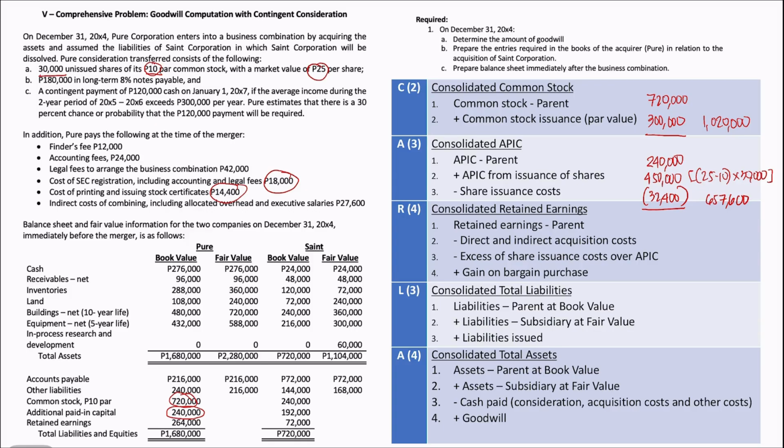Let's now proceed to consolidated retained earnings. We first get the retained earnings of the parent, that's 264,000. We then deduct direct and indirect acquisition costs, that's 12,000 plus 24,000 plus 42,000 plus 27,600. That's a total direct and indirect acquisition costs of 105,600.